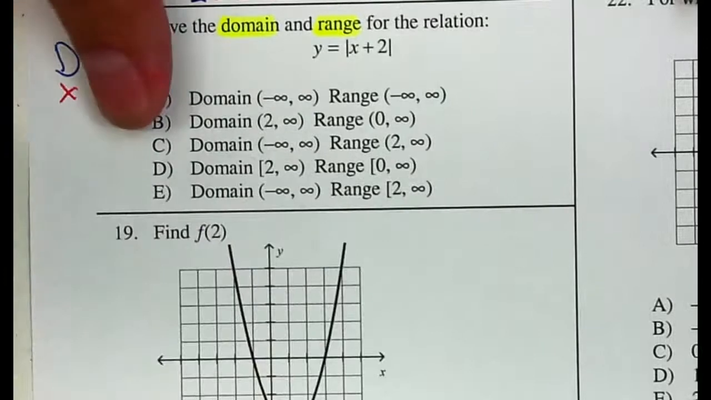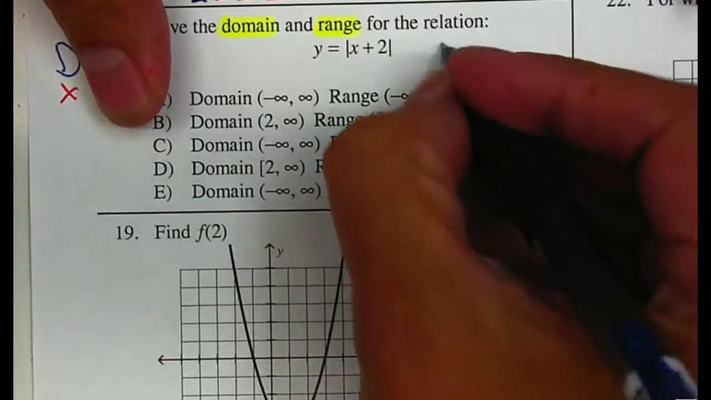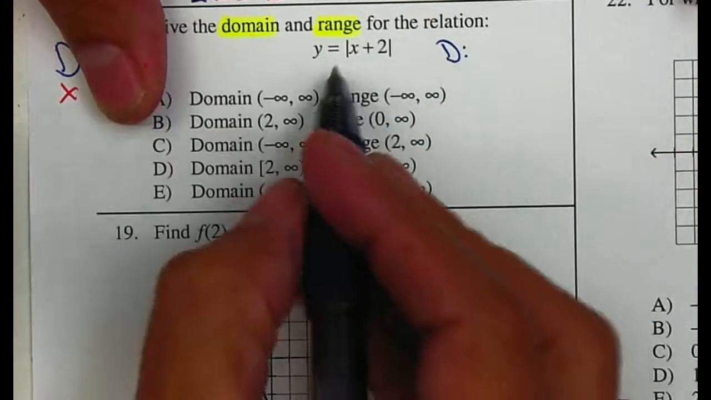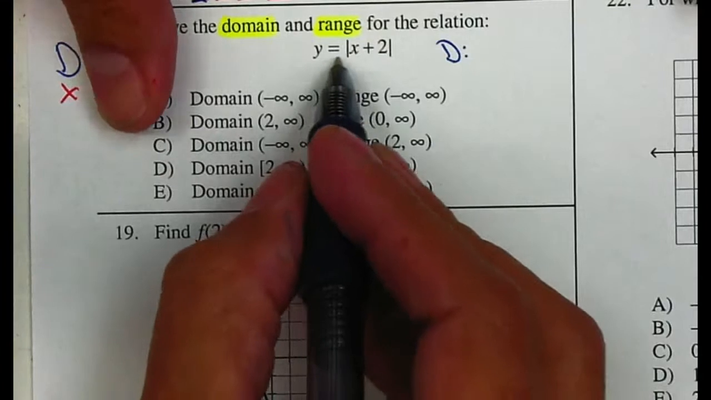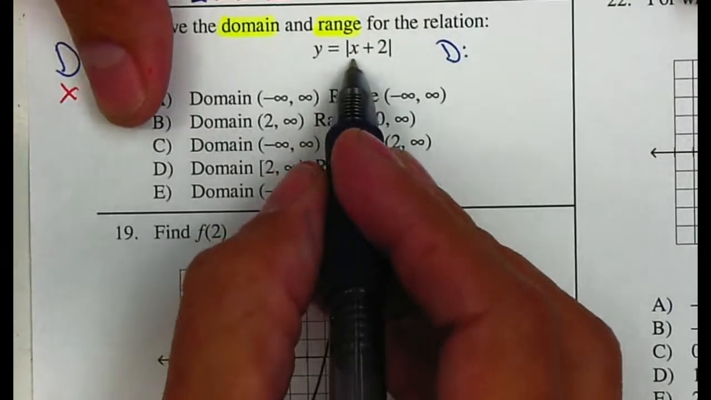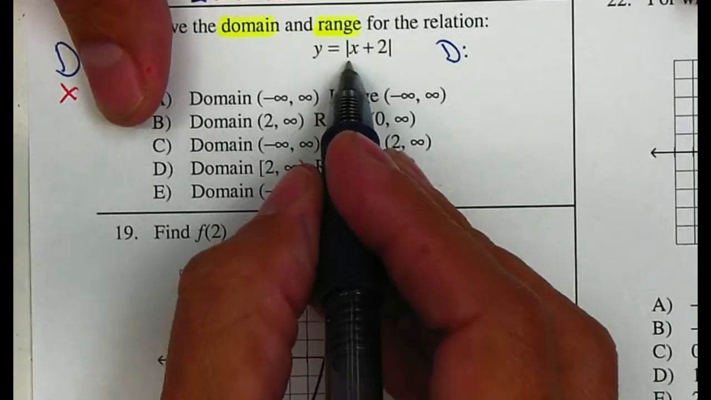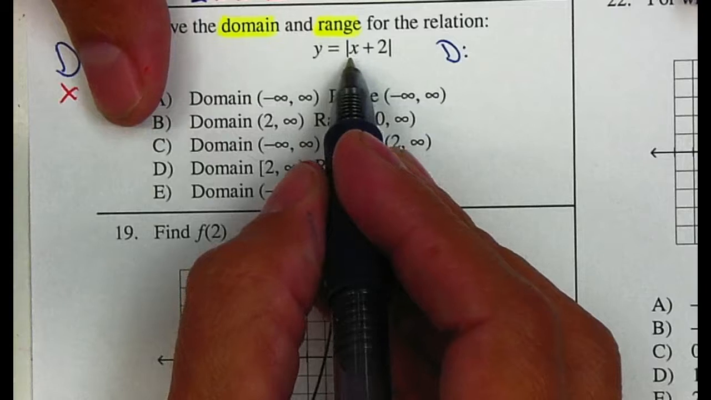So whenever you think about your domain, you need to think, okay, what numbers can I plug in for x? Are there any restrictions for the values that I can plug in for x? So for example, can I plug in a -10 or -100? Yes, that should not be a problem.